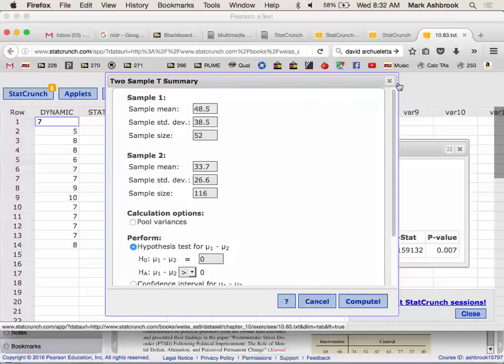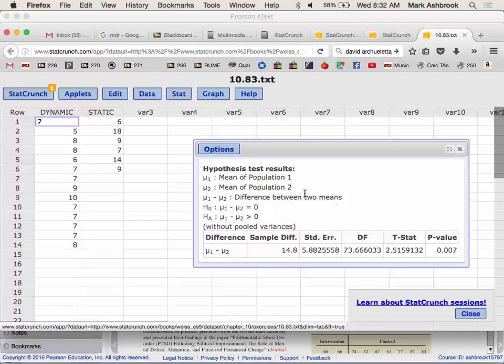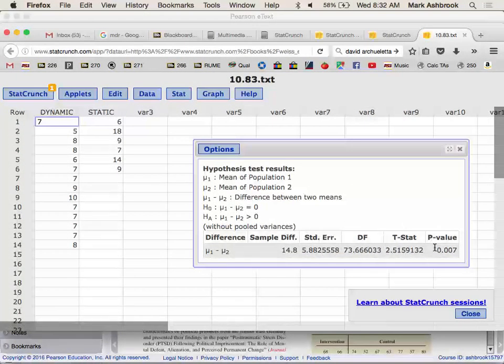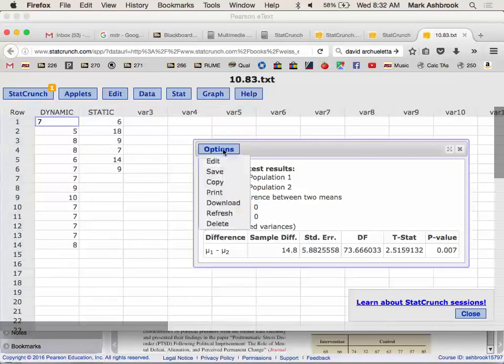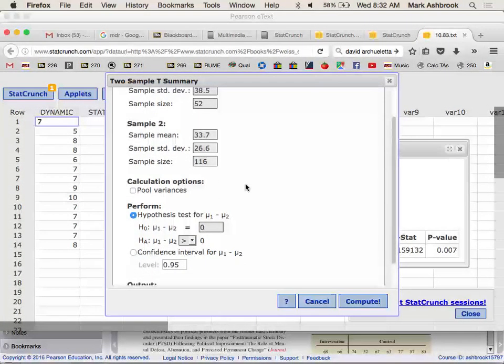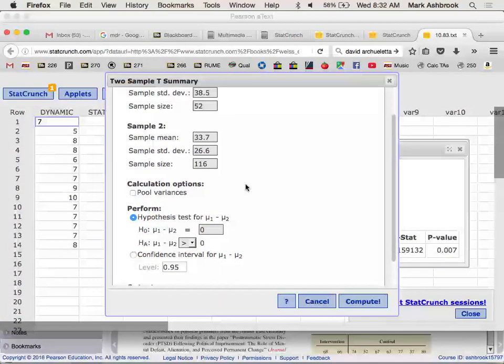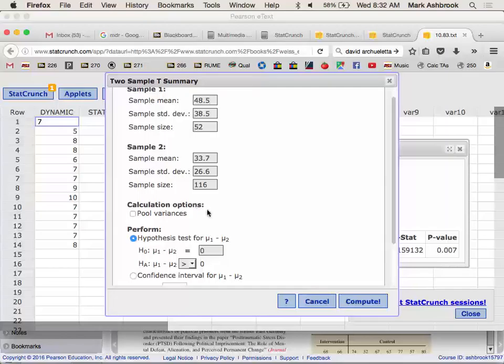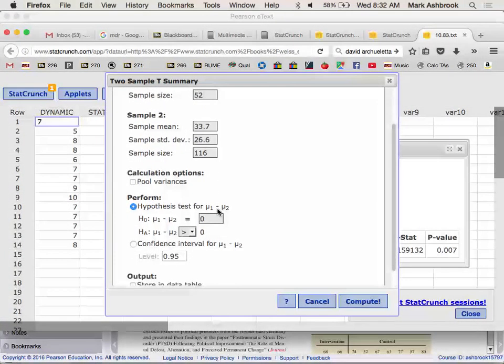So when you're done, you have this data. This is helpful. You have the numbers that StatCrunch helped you with. If you go to Options and go to Edit, it takes you back to this screen where all that information was already inputted. Okay, so now let's do a confidence interval on this and see what that means. We're going to put in this summary information.